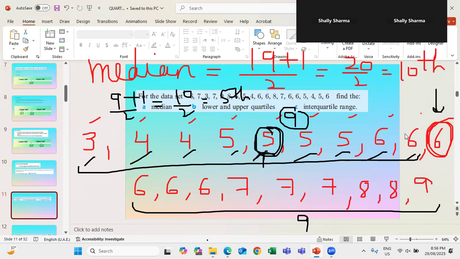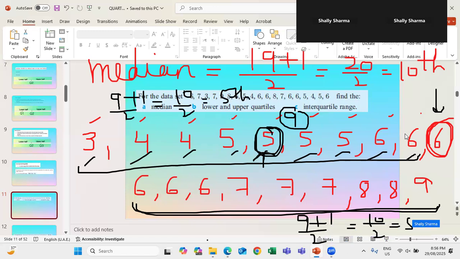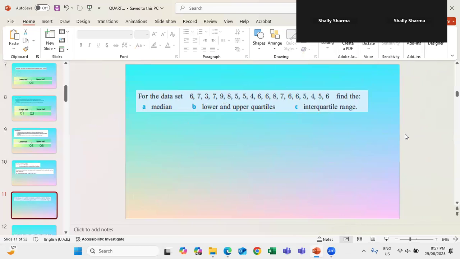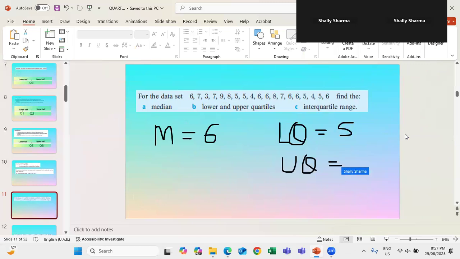Now same thing I am going to do here, because there are 9 values. So 9 plus 1 divided by 2, 10 by 2, and that is equal to 5. So fifth value here, 1, 2, 3, 4, 5. So 7 is the upper quartile. Now I found the lower quartile. I found all of these values. So median was 6, lower quartile was 5, upper quartile was 7.